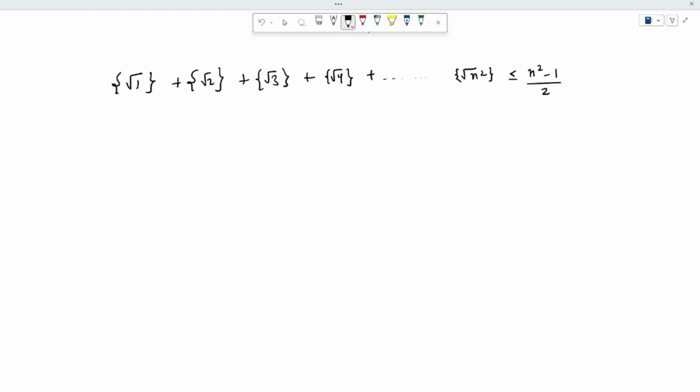Hello guys. So today we have a problem related to inequality. Let us first understand the problem, then we will proceed further. This sign is fractional part.